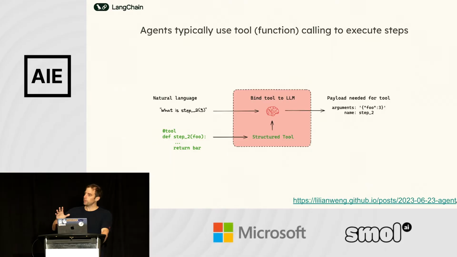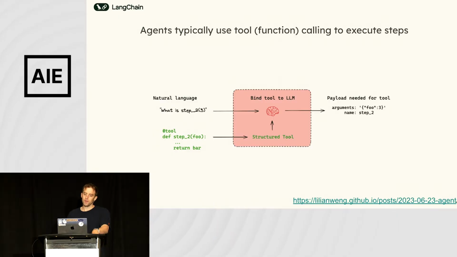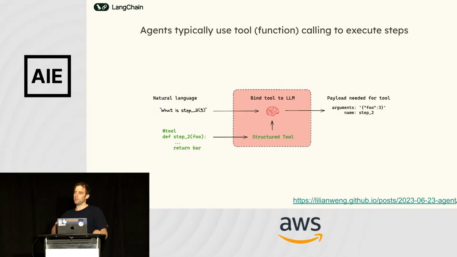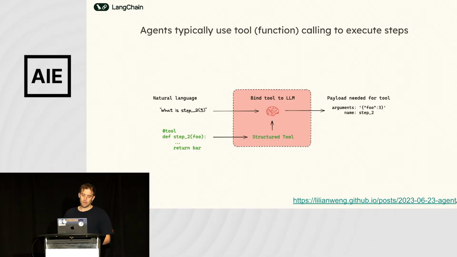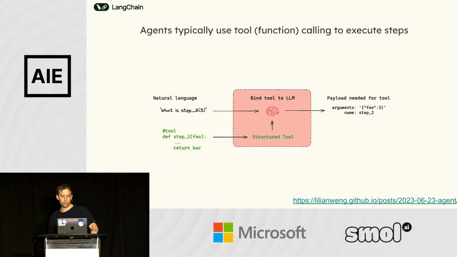Now, you hear about function calling a lot, and this is a confusing topic, so I want to talk through it carefully. Agents typically use function calling to determine what step to go to. Usually the way this works is you give the LLM awareness of some number of tools or steps that it can take. In my little example here, I define this tool, and this little decorator is a LangChain thing. But the point is, I have some step, it's some function. I'm defining it as a tool, and I'm binding it to the LLM.